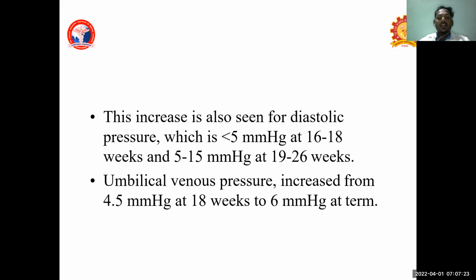This increase is also seen for diastolic pressure, which is less than 5 millimeters of mercury at 16 to 18 weeks, and it is around 5 to 15 millimeters of mercury increase at 19 to 26 weeks. Umbilical venous pressure increases from 4.5 millimeters of mercury at 18 weeks to 6 millimeters of mercury at term.